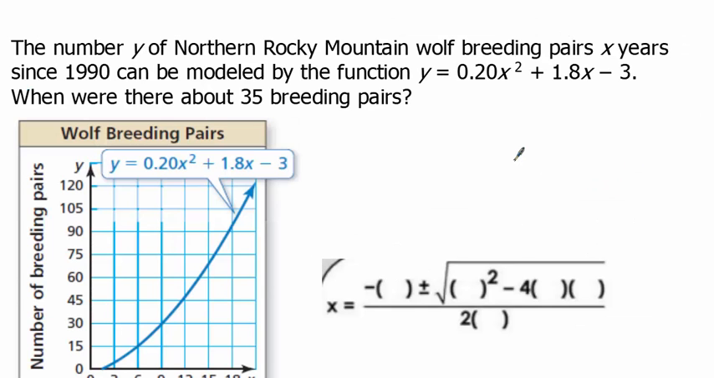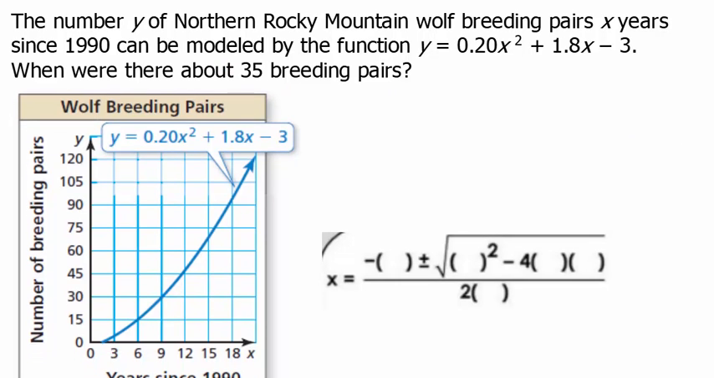Okay, we can also solve problems that are word problems. In this particular case, we're looking for when they're going to have 35 breeding pairs of wolves in this case. And you notice that I'm kind of estimating if I look for 35, so I'm not really sure if it's 10 or 11, it's somewhere around there. What I do with my problem is 35 is my y, and the rest of the problem does not change.